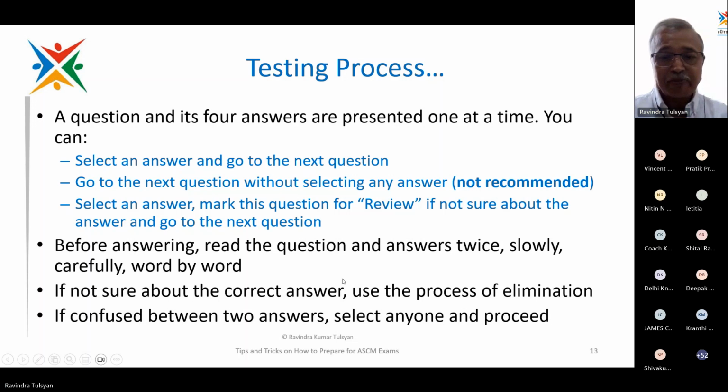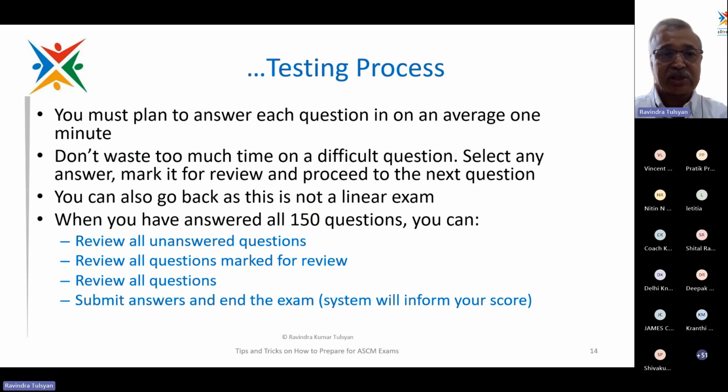And if you don't know the answer, you can go by process of elimination: out of these 4, this can't be the answer and this can't be the answer. Sometimes you end up with 2 answers and you're confused between them, and that situation comes up a lot of the time. So select any one and proceed. Don't waste too much time in testing.